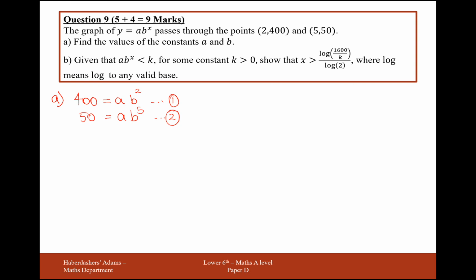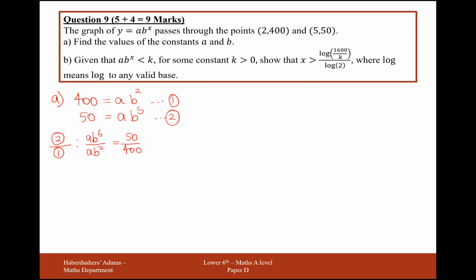Now, generally the method for solving by simultaneous equations is you either rearrange and substitute in, or you add or subtract the equations from each other. What we're going to do here is a very similar method, in that we're going to take the equations and divide them by each other. So, on the right hand side, I'm going to write this one out first. ab to the power of 5 over ab squared is going to be equal to, so equation 2 divided by equation 1 here, that's going to be 550 over 400.